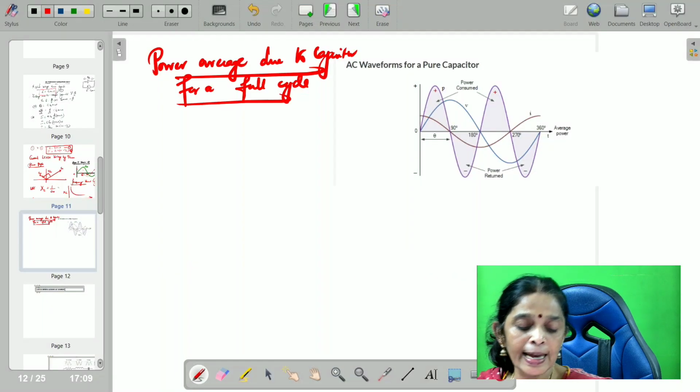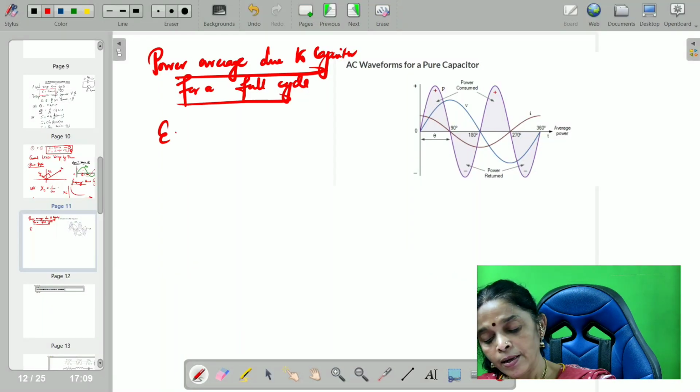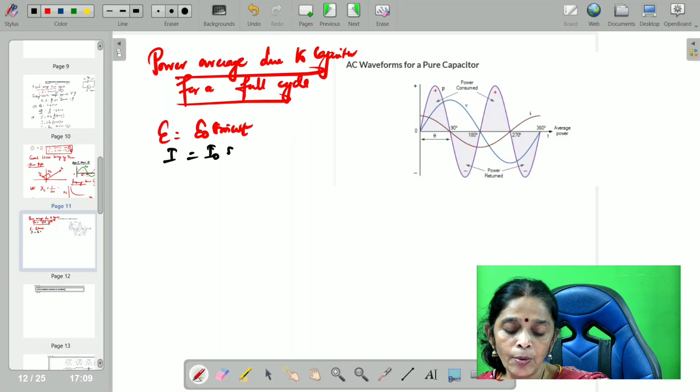So can we discuss? Yes. What is E? E is equal to E naught sin omega t. And now only we got to know what is I. I is equal to I naught sin(omega t plus pi by 2). Instead of writing that, I can also write I naught cos omega t.